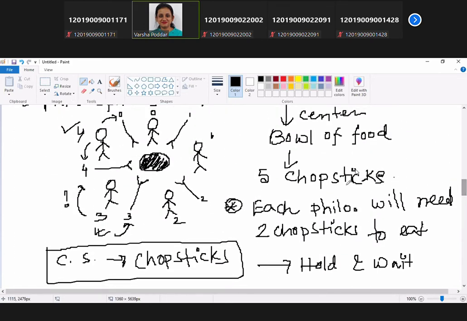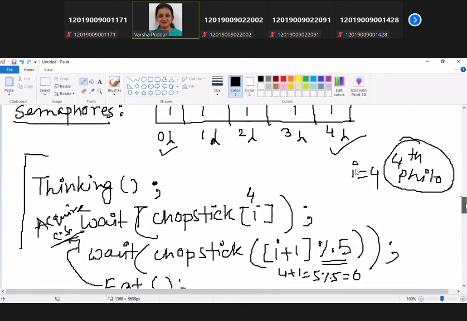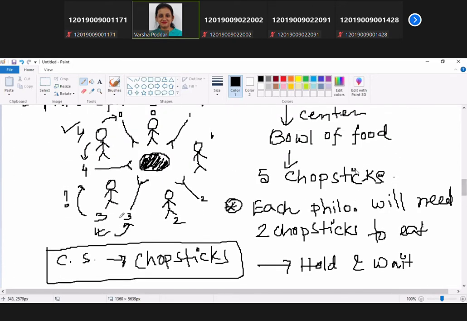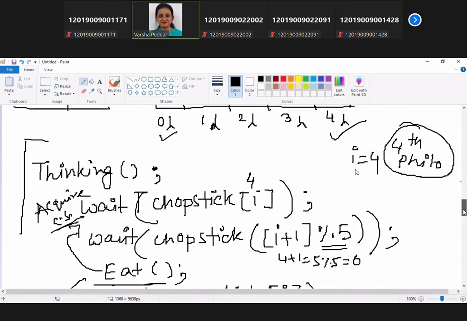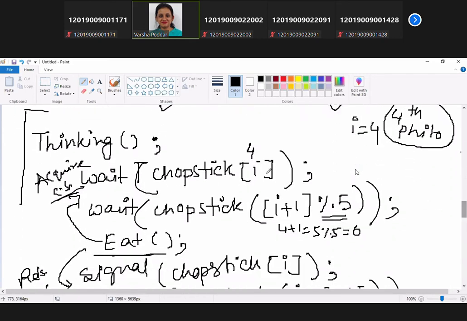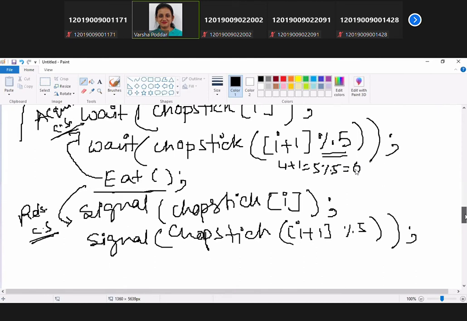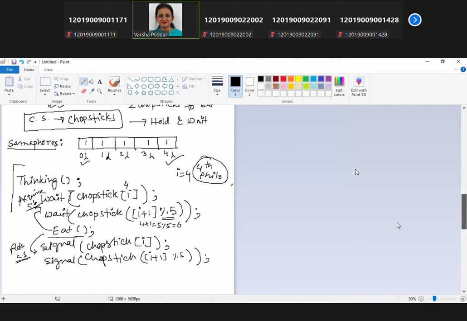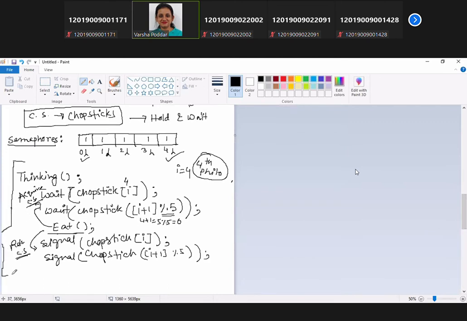Again, suppose I am the third philosopher. So which ones will I be acquiring? I will be acquiring 3 and 4, right? So chopstick of i equals 3, and (3 plus 1) modulo 5. That means 4. 3 plus 1 is 4, and 4 modulo 5 is what? 4 is not divisible by 5, so the modulo is 4 only. So for the third, I have the third and fourth. So this is my dining philosophers problem. Right, so this is your sample section.